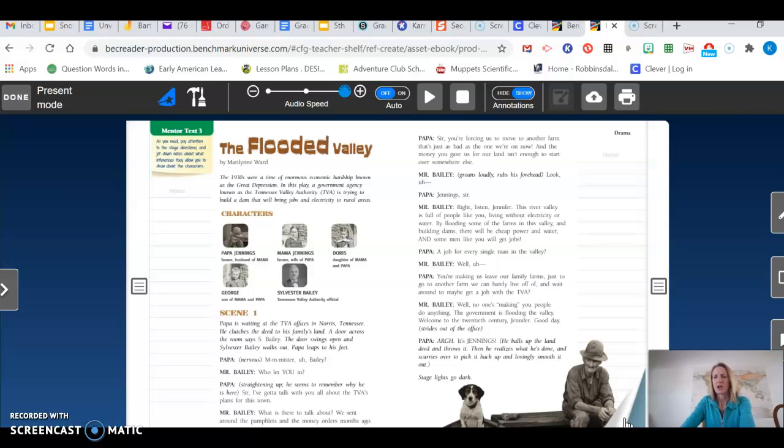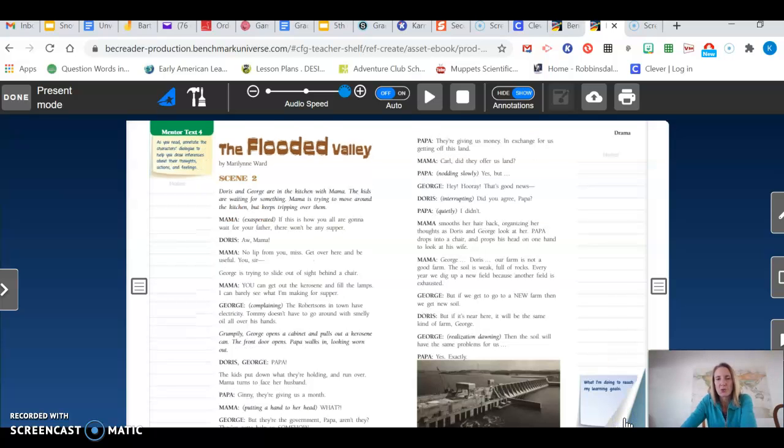Mr. Bailey was really confident and sure of himself, but Papa was a little nervous and a little angry about that situation. So let's go ahead and start scene 2. I'm going to try to help start us off at the beginning, showing how you would annotate this. What words would I underline to help me understand our characters? We have Mama, Doris, and George, but we still have Papa as well. So it's all in the family.